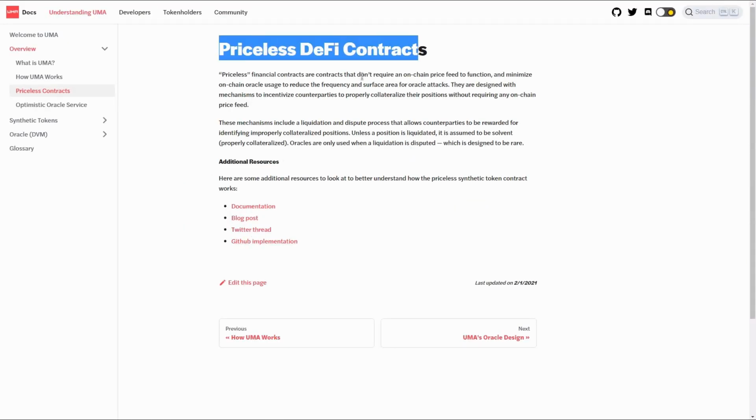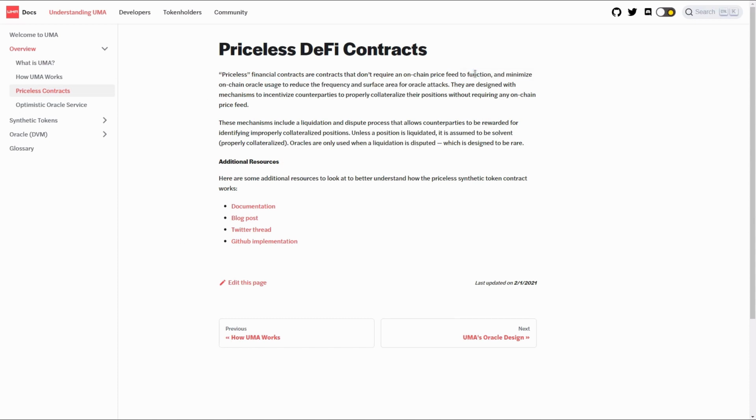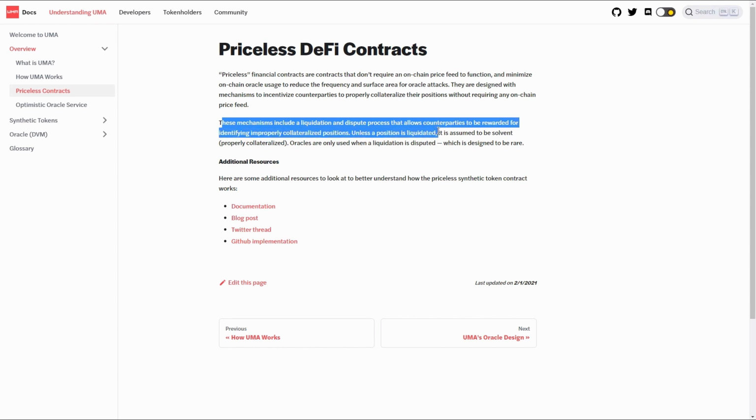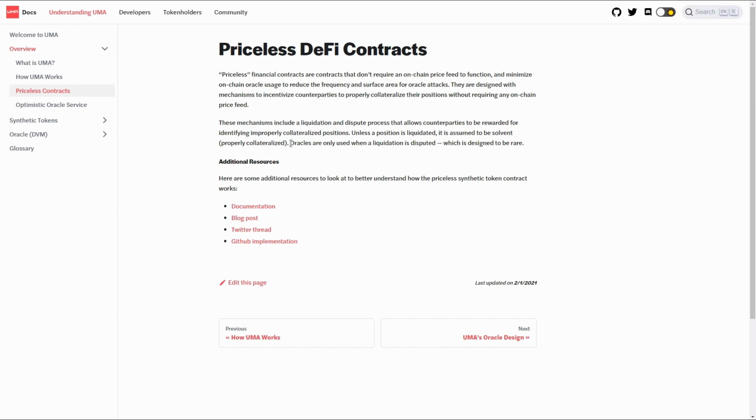The priceless contracts don't require an on-chain price feed to function, and this reduces the frequency and surface area for oracle attacks. They are designed with mechanisms to incentivize synthetic asset holders or the counterparty of the contract to properly collateralize their positions without requiring any on-chain price feed, and these mechanisms include a liquidation and dispute process that allows counterparties to be rewarded for identifying improperly collateralized positions. Unless a position is liquidated, it is assumed to be properly collateralized or solvent. Oracles are only used when a liquidation is disputed.